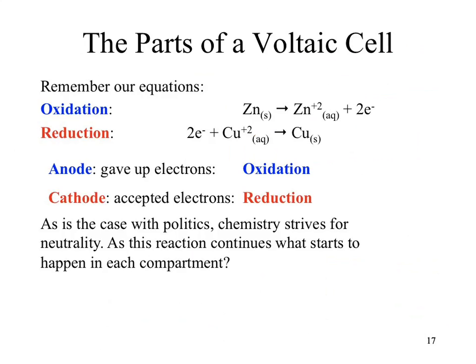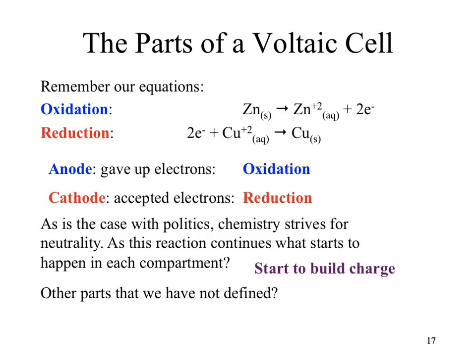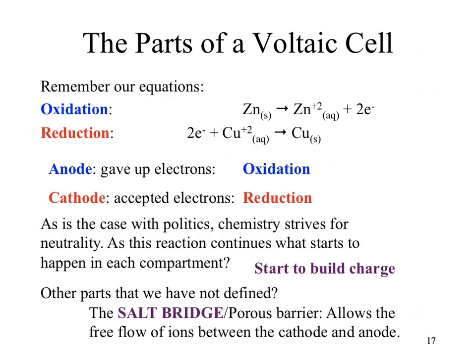Just like I've crudely described back in politics, we're striving for neutrality. We don't want to build these charges. The more charge we build, the less likely the reaction, or the more quickly the reaction is going to occur in the wrong direction as far as we're concerned. So what we have to do is come up with some way to neutralize that charge. And so the one thing that we didn't really talk about yet is what's known as the salt bridge. It acts as a porous barrier between the anode and cathode compartments to counteract the flow of electrons.